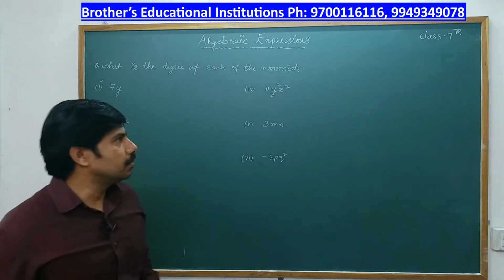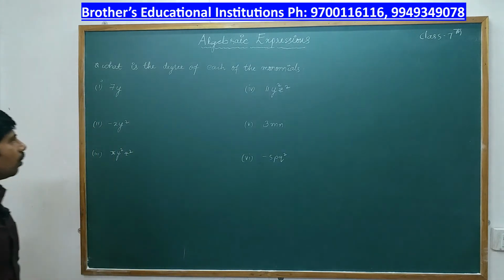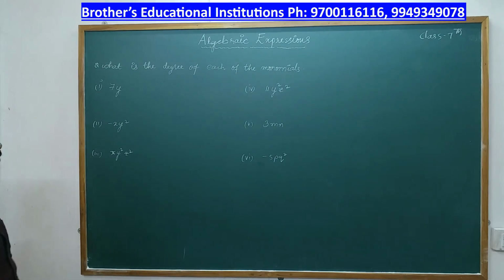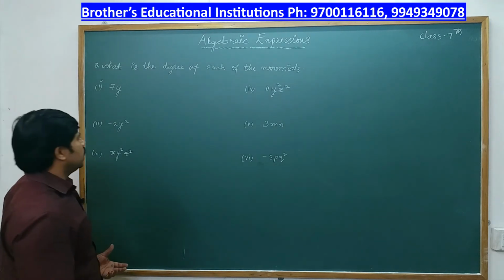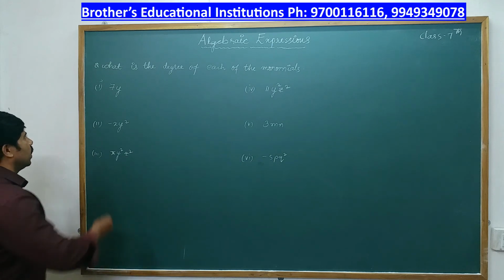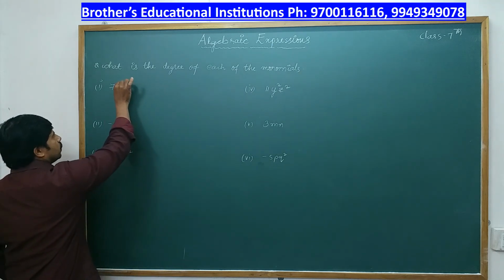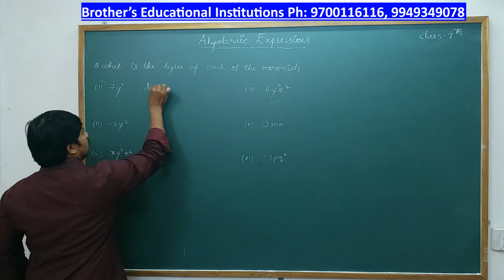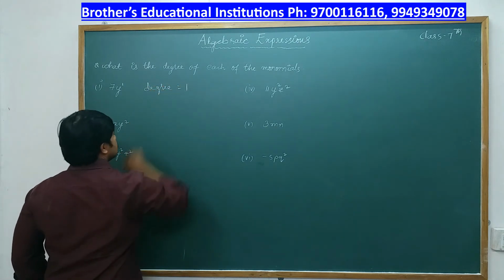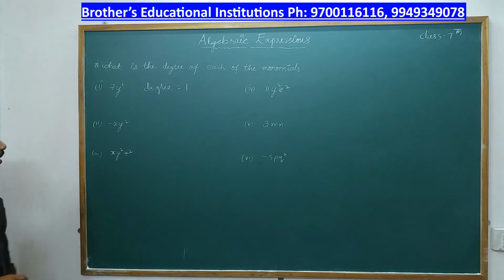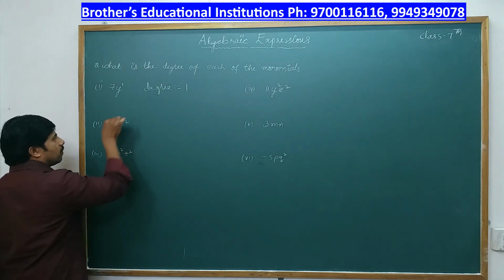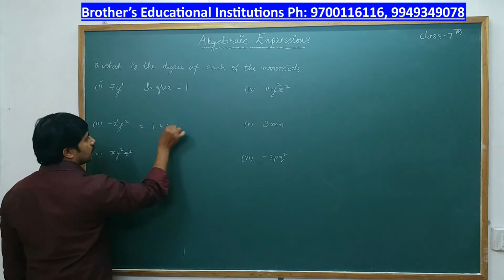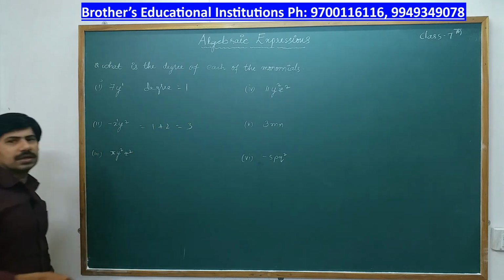Next problem. What is the degree of each of the monomials? Now here we have 7y. What is the power of y? Here the power is not mentioned, so it is assumed to be 1. So the degree of this monomial is 1. Next we have minus xy square. The degree of minus xy square: you add the powers of x and y, so the degree is 3.